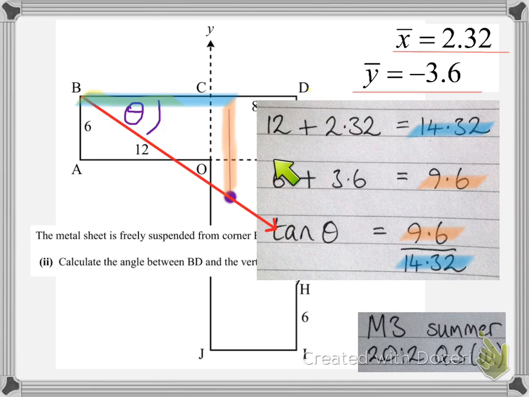So this is our opposite side over here, 6 plus 3.6, so we've got 9.6 for this side, and then on our adjacent side we've got the 12 plus 2.32, so that's 14.32. So tan of theta is opposite over adjacent, so tan theta is 9.6 over 14.32, so theta is the inverse tan of this. And then I would round my answer to 3 significant figures in degrees.